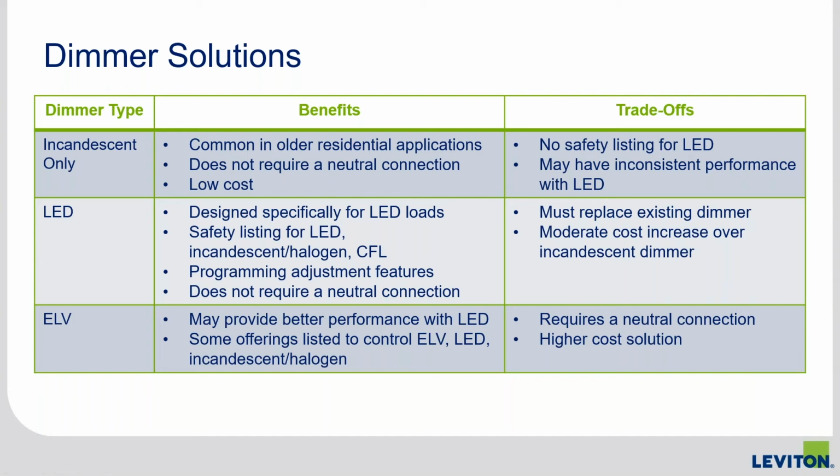Some of the main benefits of LED dimmers are that they were designed for this and they've been optimized for this over time. These 2-wire LED dimmers can replace your existing incandescent control, and although there is a small cost increase, there is a significant performance increase. ELV dimmers specifically may be able to provide an even higher level of performance with LEDs because of the different type of control. These definitely require a neutral connection, as I've mentioned, and these are definitely going to be your highest cost of all the types of load controls on the market.